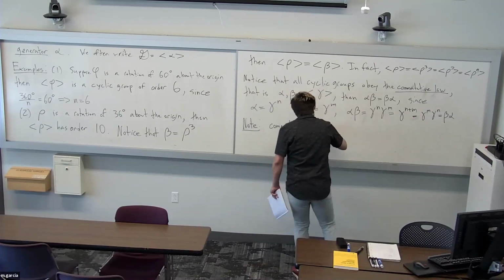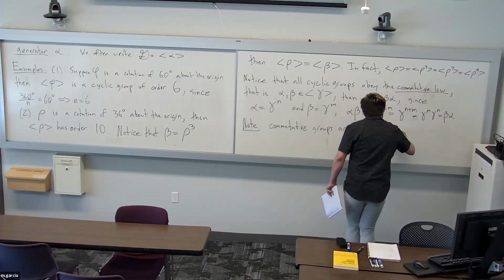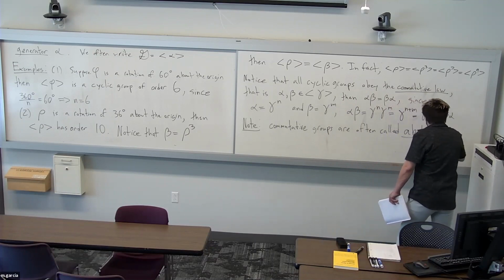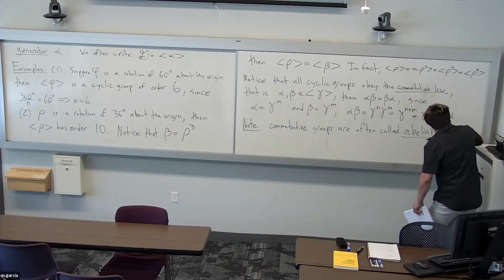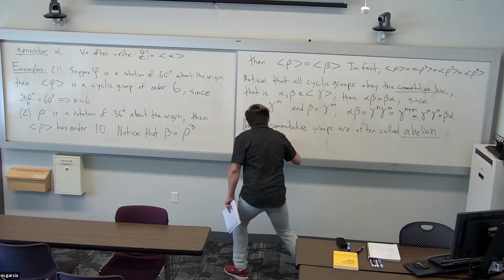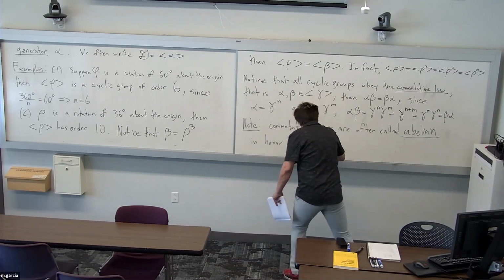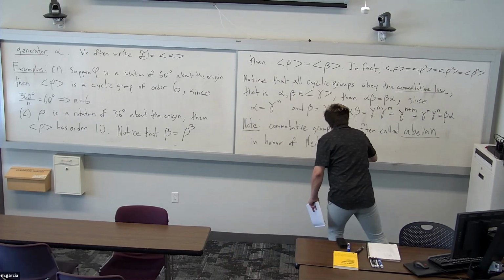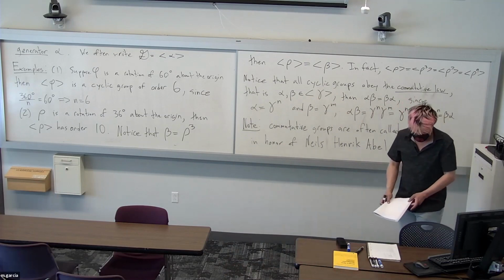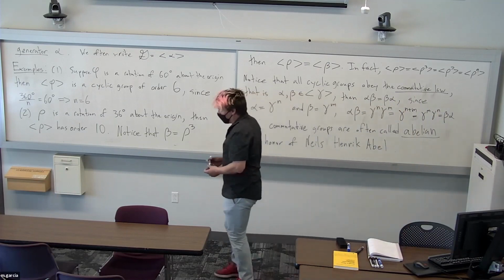Commutative groups are often called abelian, in honor of, let me spell this person's name correctly, Niels Heinrich Abel. Okay, so he died at 26 of tuberculosis.